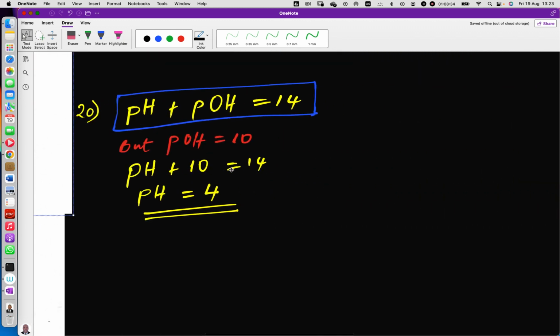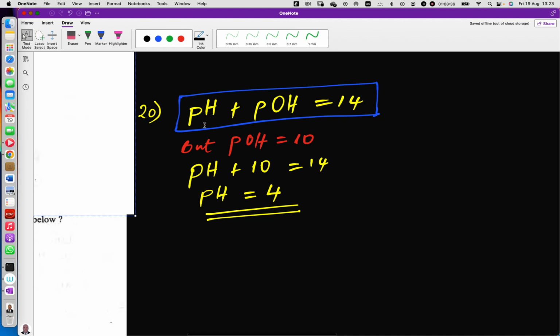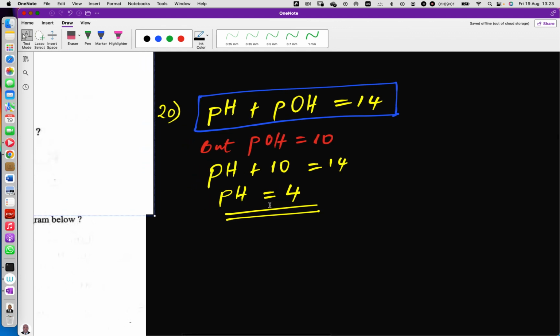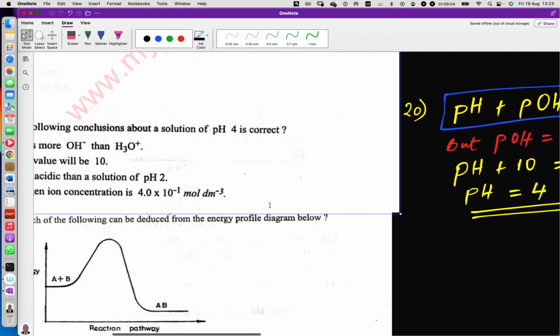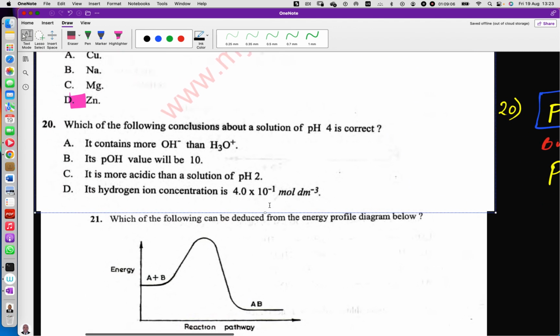Okay, let's use this formula. pH plus pOH equals 14. But the pOH value is 10. If we substitute the pOH value in this equation, pH plus 10 equals 14. The pH will now be 14 minus 10, which is equal to 4. Therefore, this one with the pOH value is the right answer. B will be our right answer for 20.